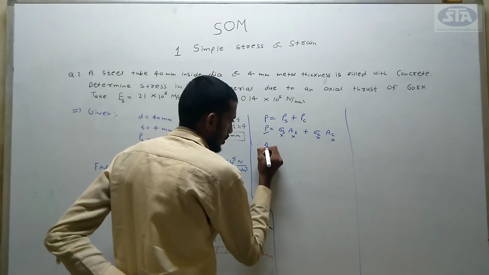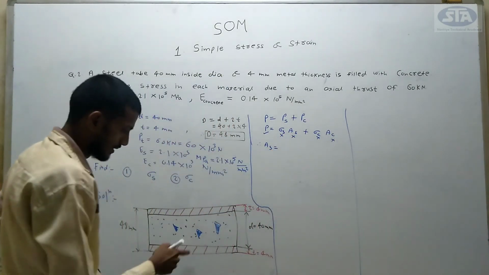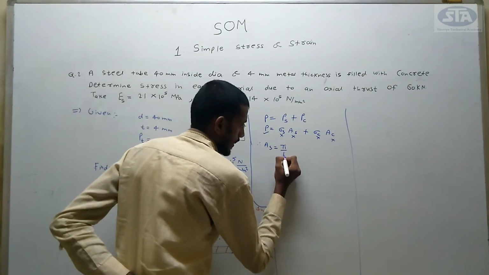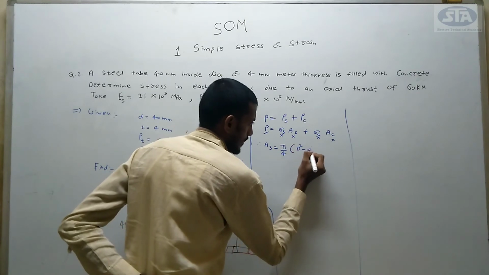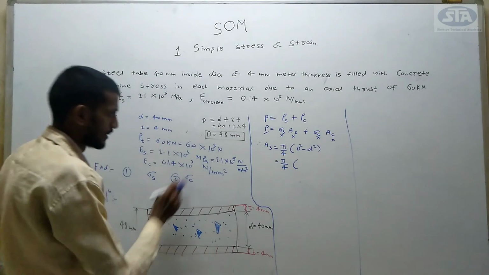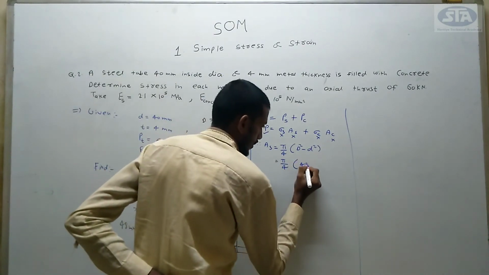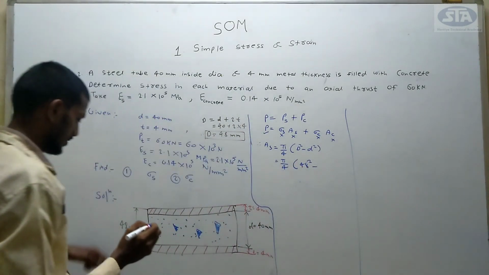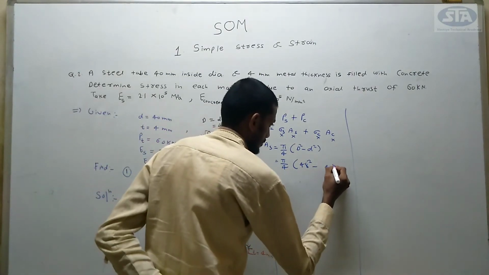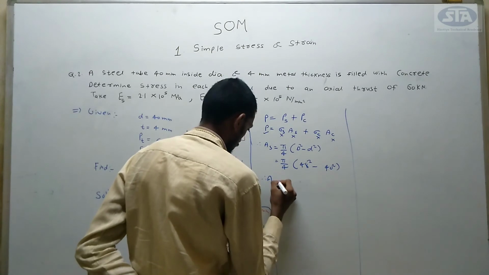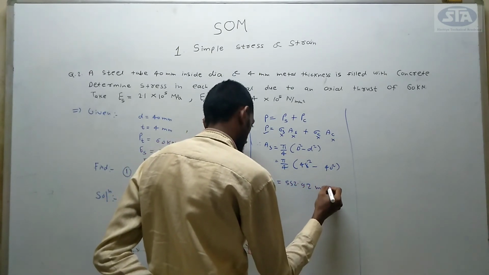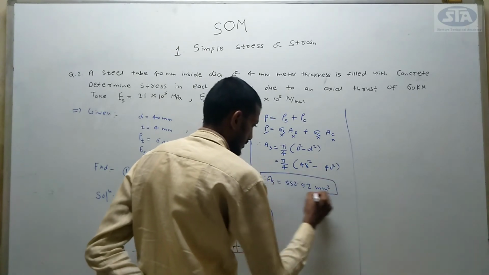Therefore area of steel is equal to... now, steel is a hollow part. That's why the formula is pi by 4 into capital D square minus small d square, which is pi by 4 into capital D, already calculated, 48 square, minus small d, we already calculated, which is 40 square. Therefore area of steel is equal to 552.92 mm square. This is the area of steel.